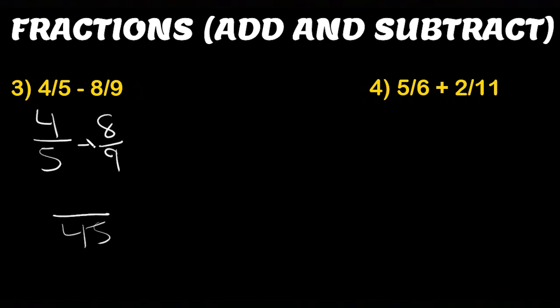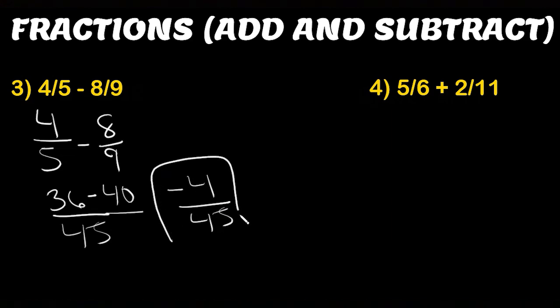And then again, we're going to cross multiply. 4 times 9, that is going to give me 36. Then I put the sign, which is minus. And now 5 times 8, that will give me 40. Okay. So we're going to end up with a negative number here. No big deal. So I end up with negative 4 all over 45. And that is going to do it. Okay. So this problem is now complete. Okay. So let's try 4. I got 5 over 6 plus 2 over 11.